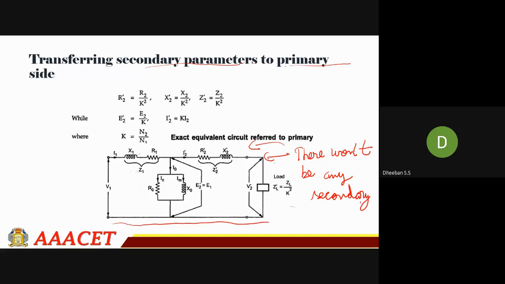Up to this, the no load equivalent circuit will be the same. After this, you have to draw with respect to R2 dash and X2 dash. These are nothing but the equivalent circuit parameters referred to the primary, which we found in the previous slides. Similarly for the load also.